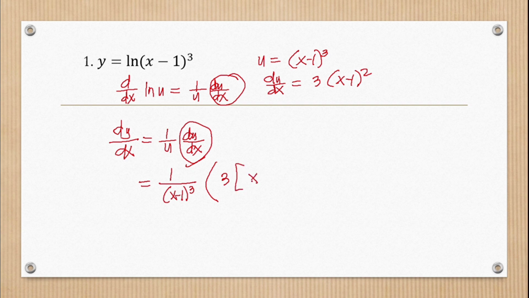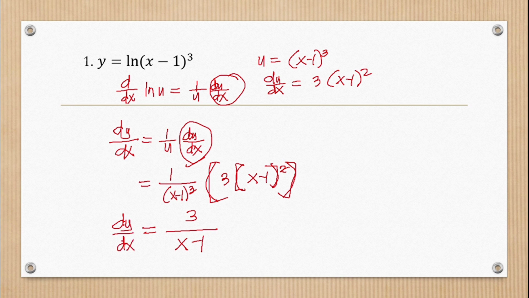times (x minus 1) squared. Since this is 2 and this is 1, we could simplify this part. Therefore, 3 over x minus 1. So dy over dx, with respect to x, is the final answer for number 1. So let's proceed with number 2.